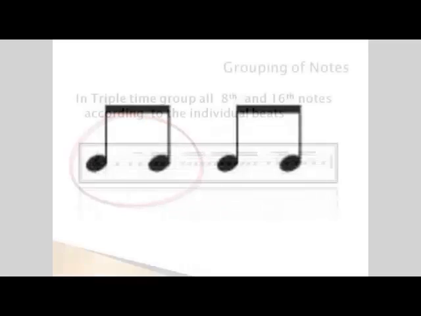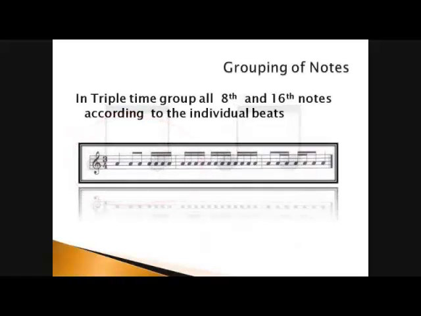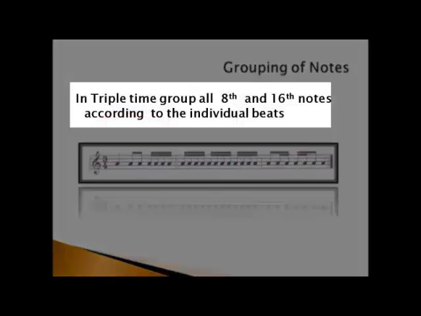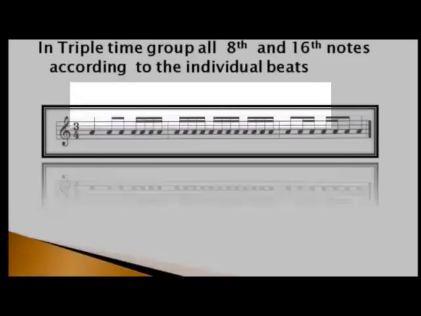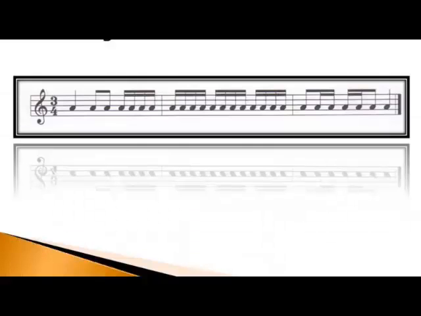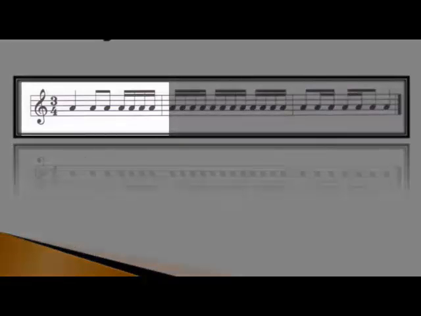In triple time, or in 3/4 time, you're going to group all your 8th notes and 16th notes according to the individual beats. On the slide that you're looking at right now, we're in 3/4 time, and you can see every single beat. The quarter note is one beat, the 2 8th notes make your second beat, and the 4 16th notes make your third beat. Then in the next measure, 4 16th notes make one beat, so you can see you have 1, 2, 3 beats, each beat individually grouped.